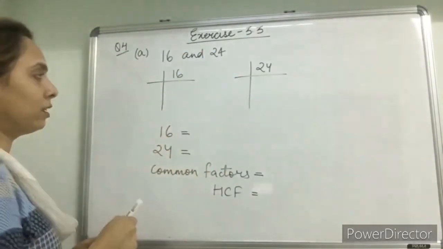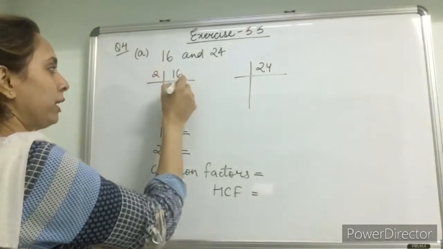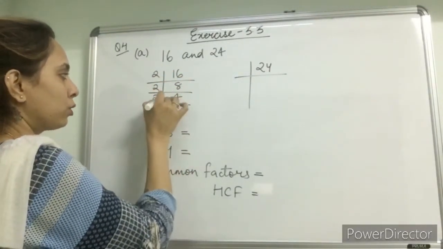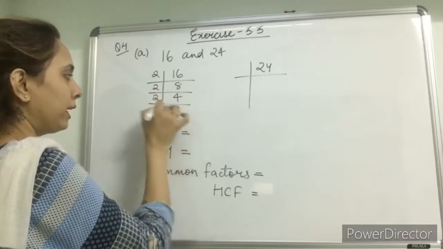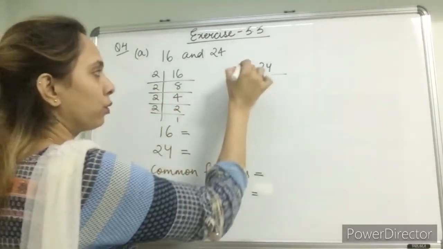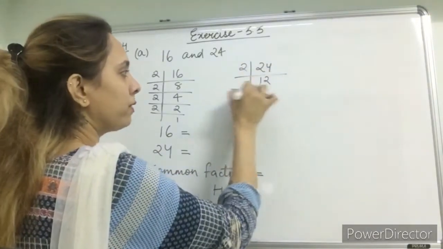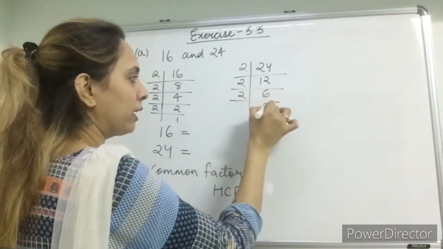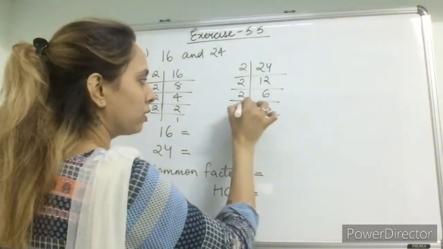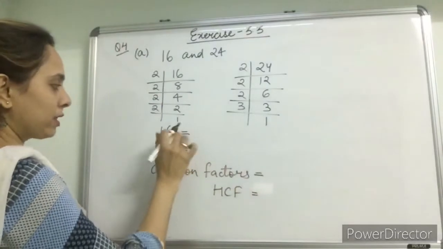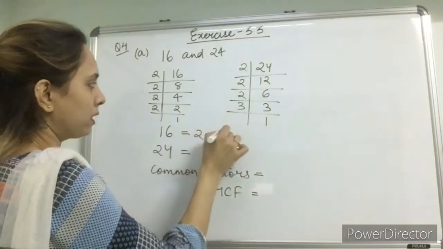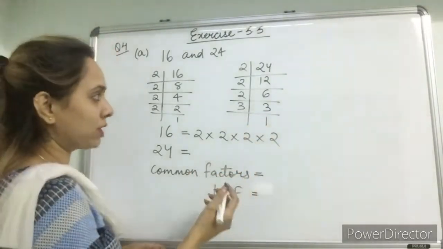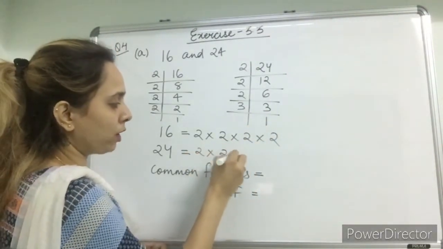So let's start with 2. 2 8s are 16, 2 4s are 8, 2 2s are 4, and then 2 ones are 2. For 24: 2 12s are 24, 2 6s are 12, 2 3s are 6, 3 ones are 3. So let's write down all the prime numbers here. I have already explained this to you. I'm just telling you how you are going to do these questions in your fair notebook.